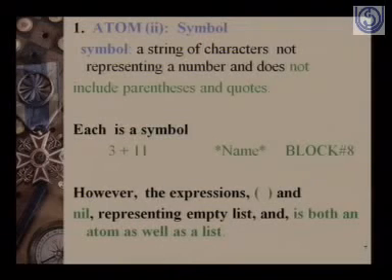So, now let us come back to the second subcategory of the atom data type. Please look at the symbol. A symbol is a string of characters not representing a number and does not include parentheses and quotes. Each of the following is a symbol: 3+11, *name*, block#8.